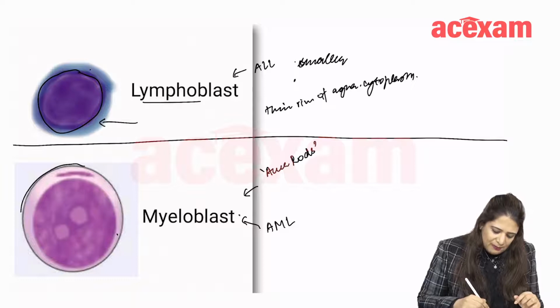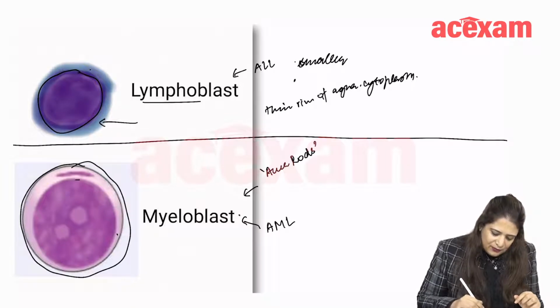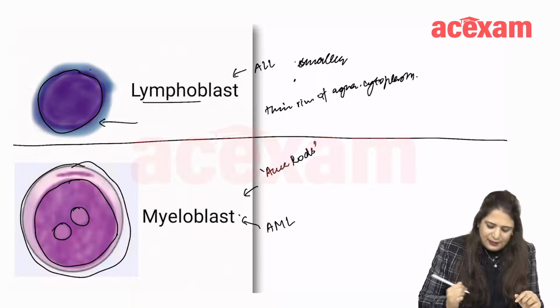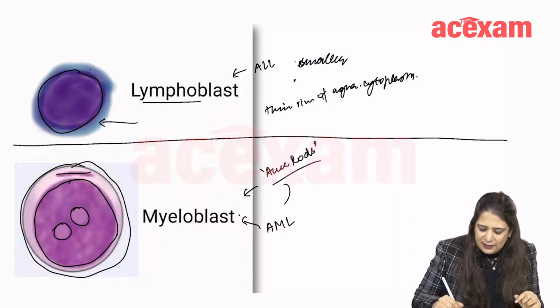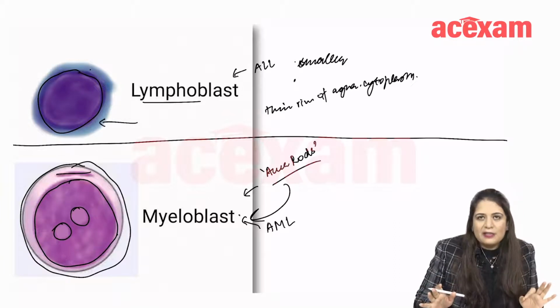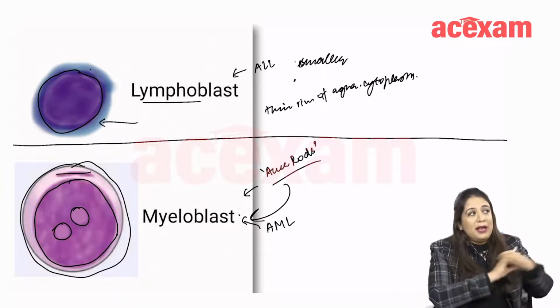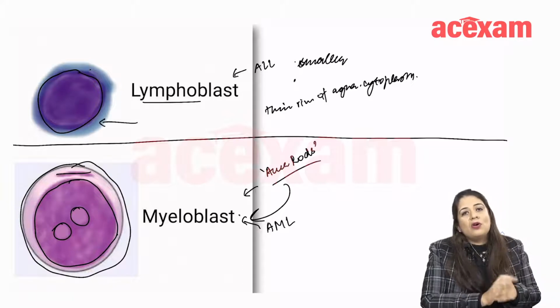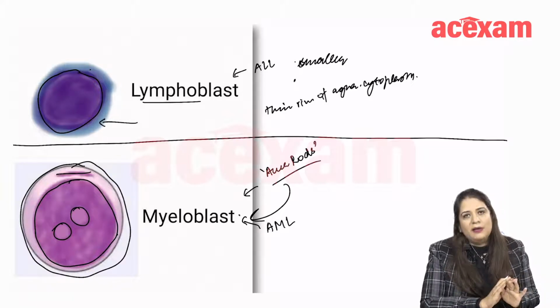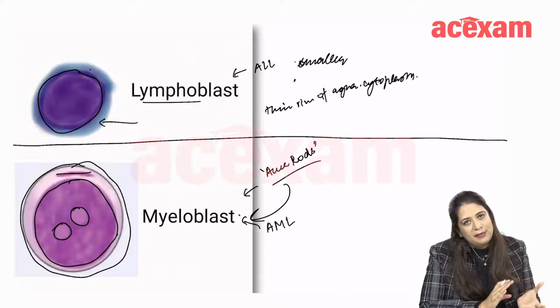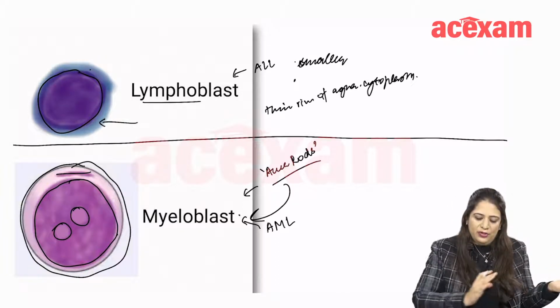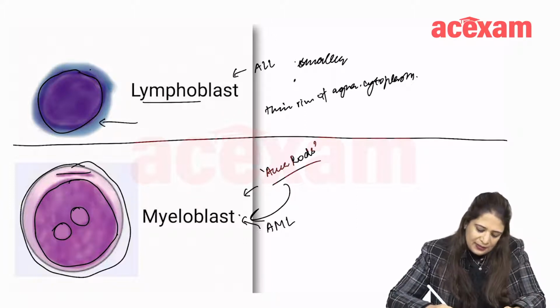Myeloblasts, on the other hand, are much larger, and the chromatin is opened up with prominent nucleoli. Besides this, if an Auer rod is present, that is a 100% sure sign that the cell belongs to a myeloid lineage. Though Auer rods are not always seen in myeloblasts, if an Auer rod is seen, it is diagnostic of the cell being of myeloid origin. So that is one thing.